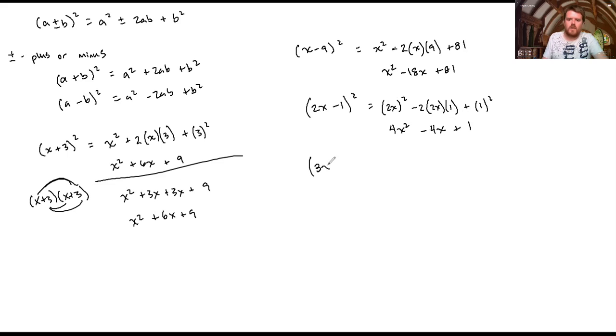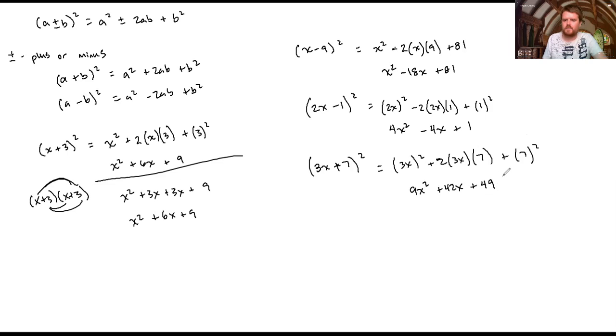All right, let's look at one more. 3x plus 7 quantity squared. So I do 3x squared plus 2 times 3x times 7 plus the second term squared. 3x quantity squared gives me 9x squared. 2 times 3 times 7 gives me 42x. And then 7 squared gives me 49.